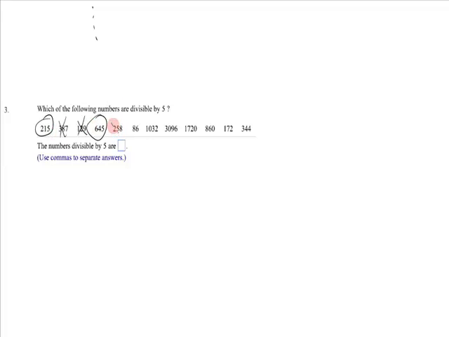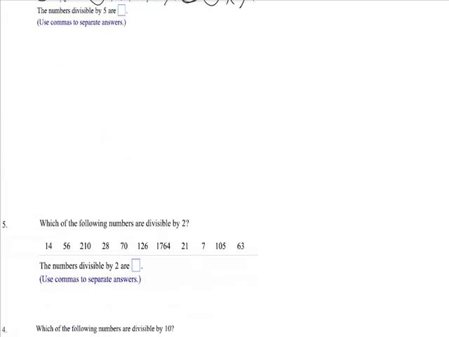258, no. 86, no. 1032, no. 3096, no. 1720, yes, because it ends in a 0. 860, yes. 172, no. 344, no. So very easy to test for divisibility by 5.